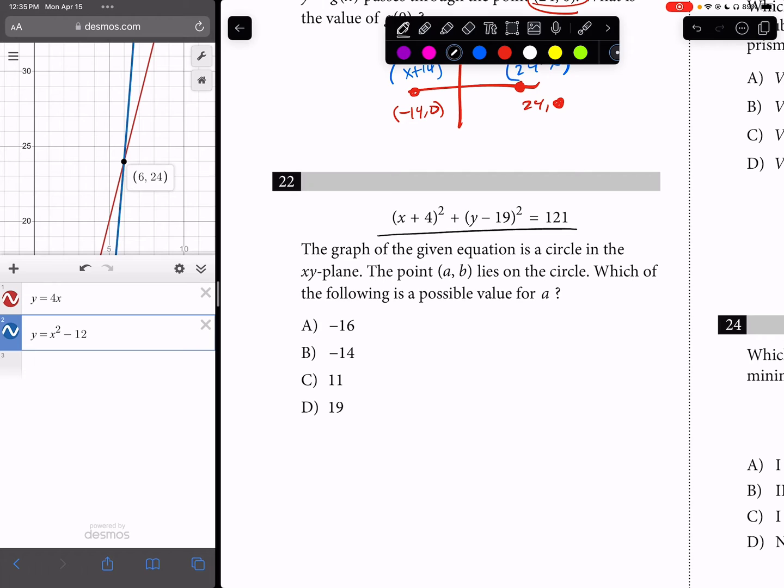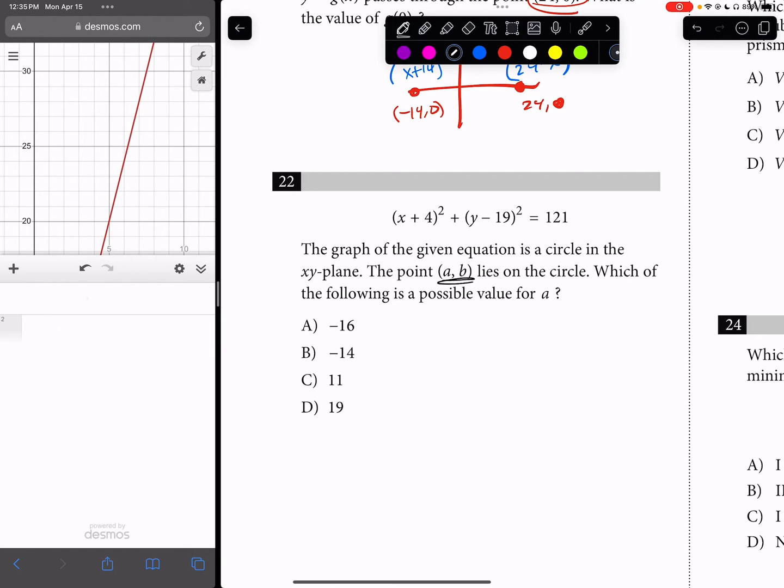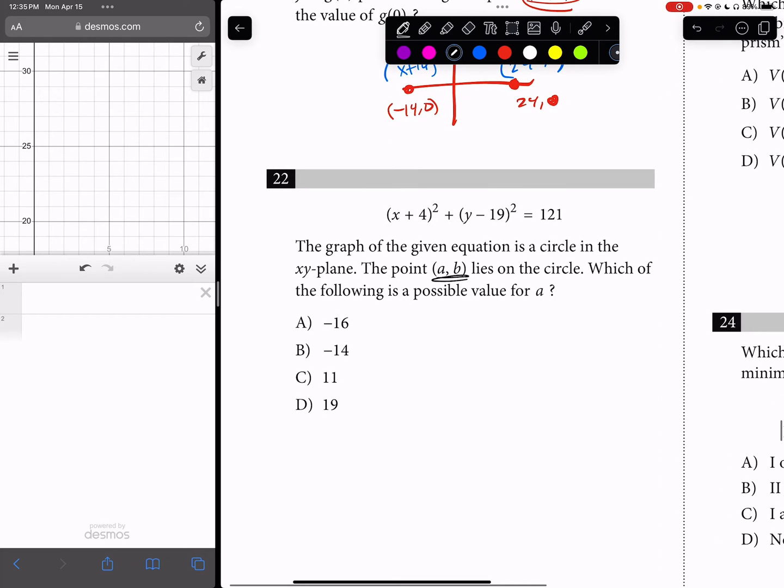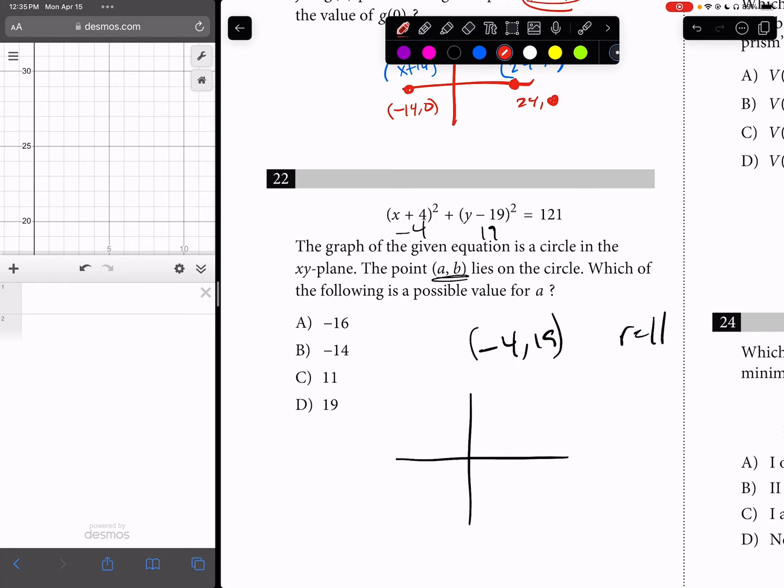This is the equation of a circle. It says point AB lies on the circle. Okay. This question I don't really know how to do, but I do understand that this is negative 4 and this is 19. Really, the center of the circle is negative 4 comma 19 and the radius is 11. So I don't know what to do, but I'm just going to try to graph it. So negative 4, 19 might be like right there. Negative 4, 19. It is going 11 up, 11 left, 11 right, 11 down.